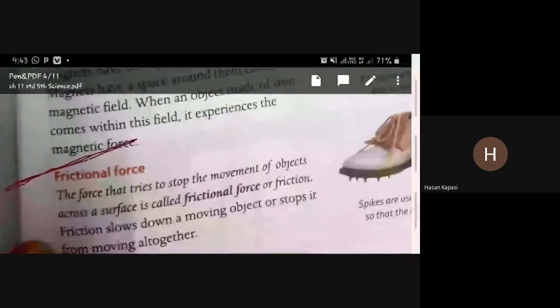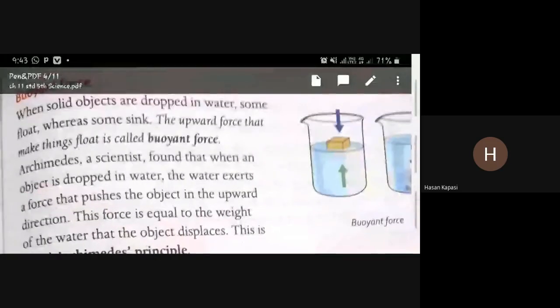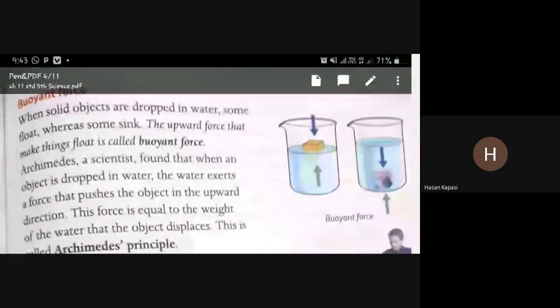Now, buoyant force. Buoyant force is a force that is coming from the water. When you put any object into the water, some objects will float, and some objects will sink. When the force is more, then the object will sink. When you put something in, if the force of the water is more, what will it do?